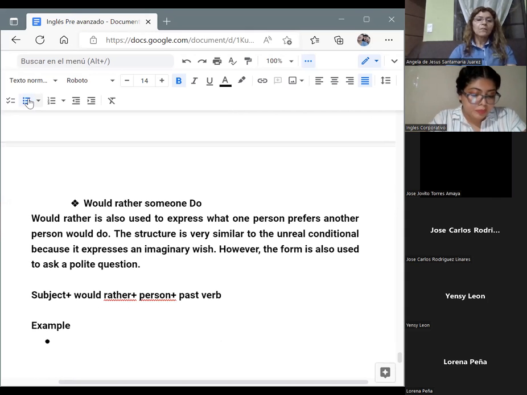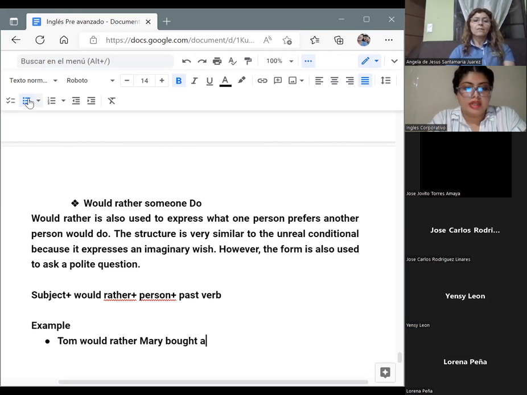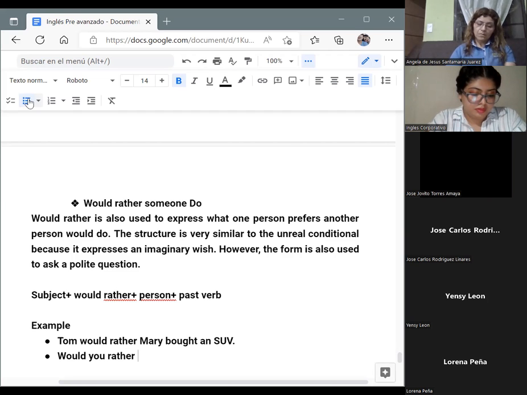And we have this one. Tom would rather marry Bob and Sue. Tom would rather marry Bob and Sue. Would you rather she stayed here with us?